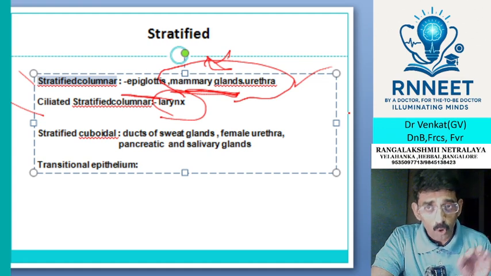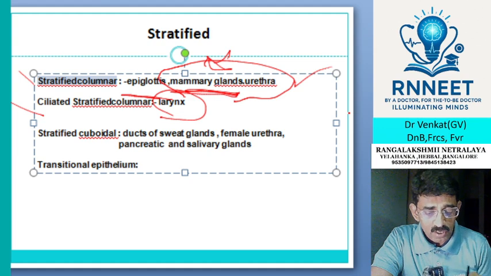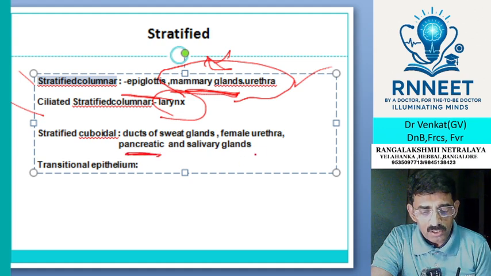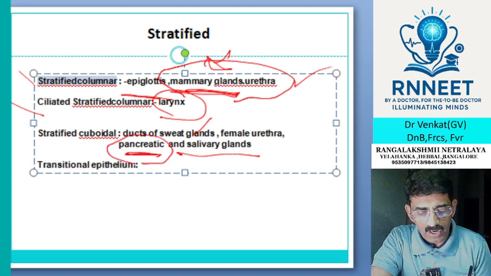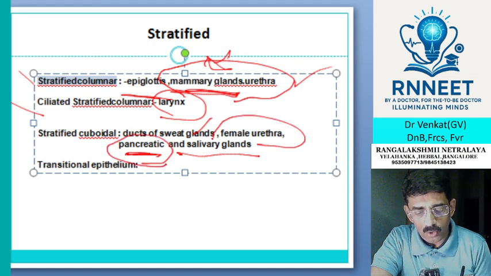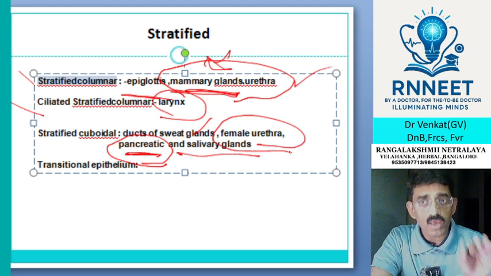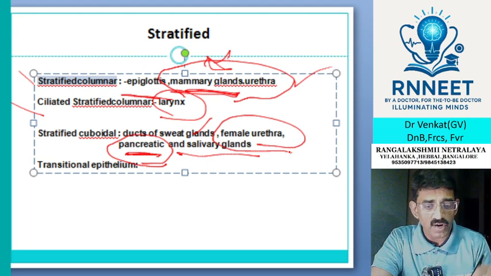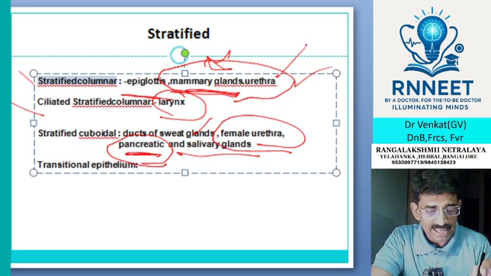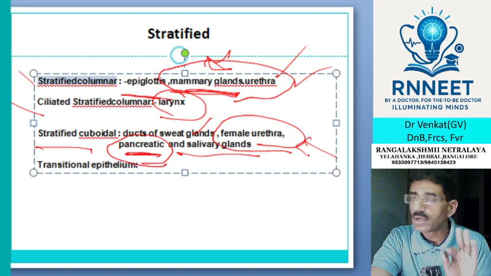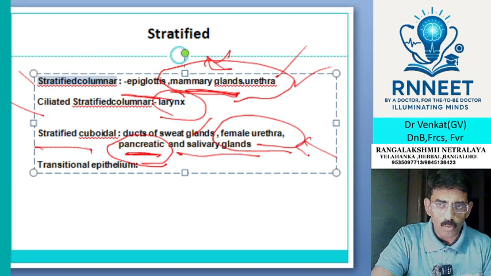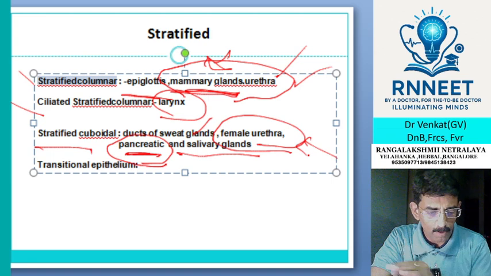Stratified cuboidal. Cuboidal cells which are present in multiple layers, typically the pancreatic duct, salivary glands, some areas of sweat glands. Mainly you need to remember pancreatic duct and the female urethra. Male urethra has got stratified columnar, whereas certain areas of the male urethra have to be stratified and columnar, whereas the same thing in females, it has to be stratified cuboidal. So the female urethra is stratified cuboidal, male urethra is stratified columnar.